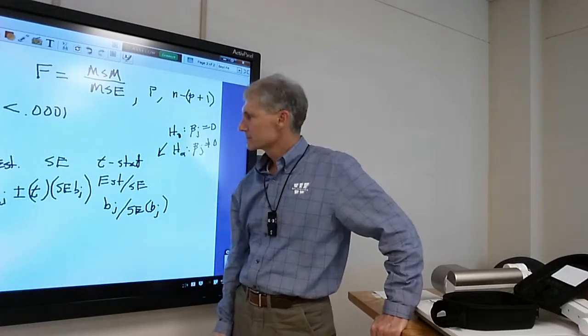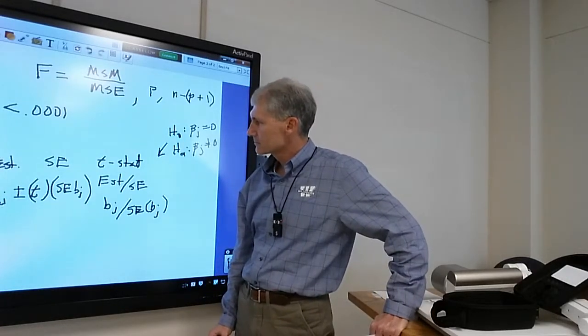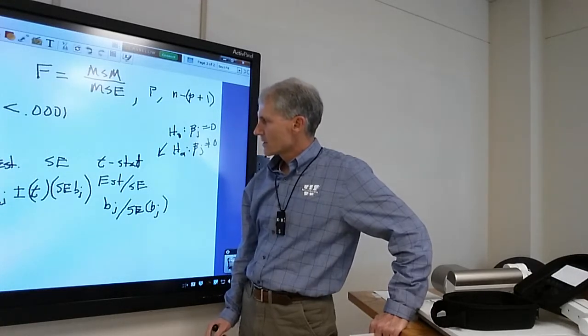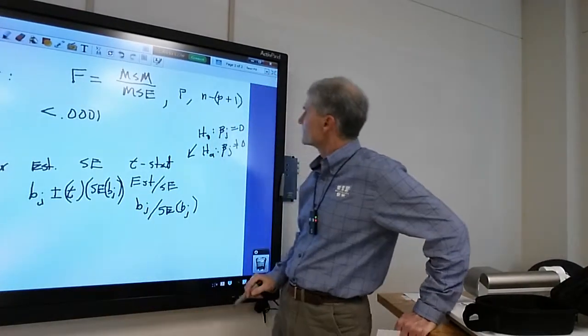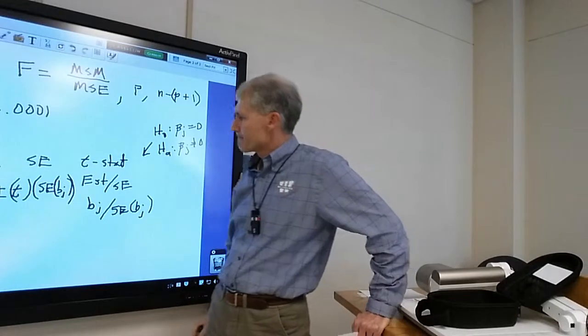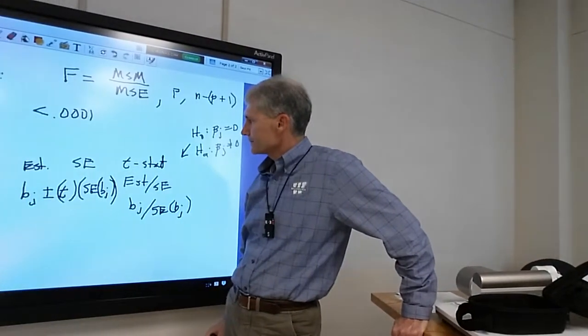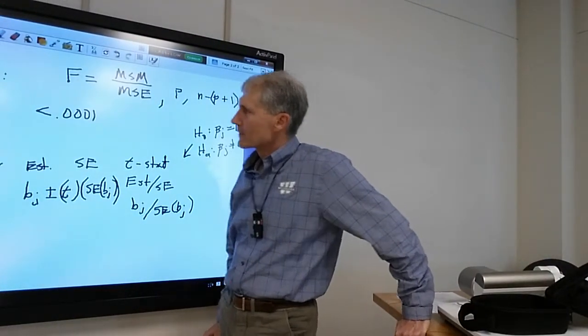Is that formula right there, is that SE sub B sub J, or is that the SE as a function of B sub J, like over there? It's of BJ. Okay. Thank you.